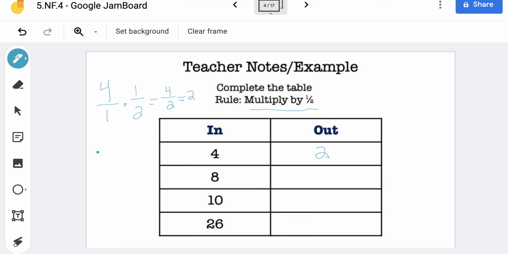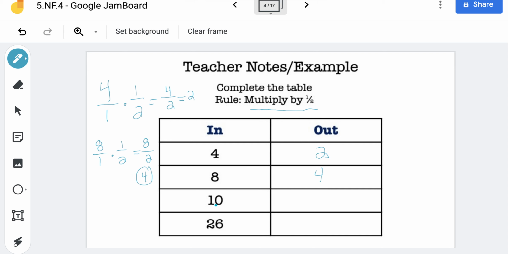All right, let's multiply 8 times 1/2. So 8/1 times 1/2. 8 times 1 equals 8. 1 times 2 equals 2. And again, I could reduce: 8 divided by 2 gives me 4. Hopefully you're kind of seeing a pattern here.